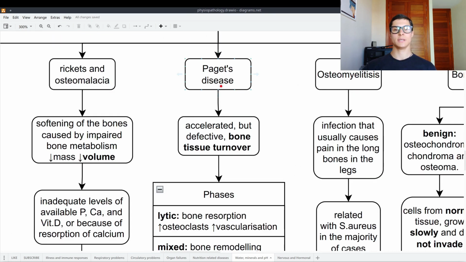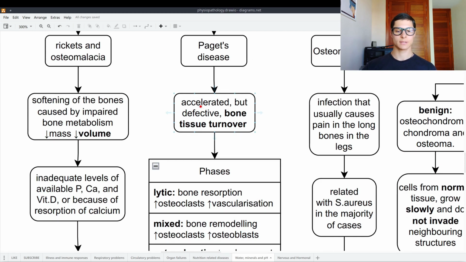Paget's disease now. We talked about this before. Now let's view in more detail what it is. It is an accelerated but defective bone tissue turnover. So we create a lot of bone, but it's softer and weaker.